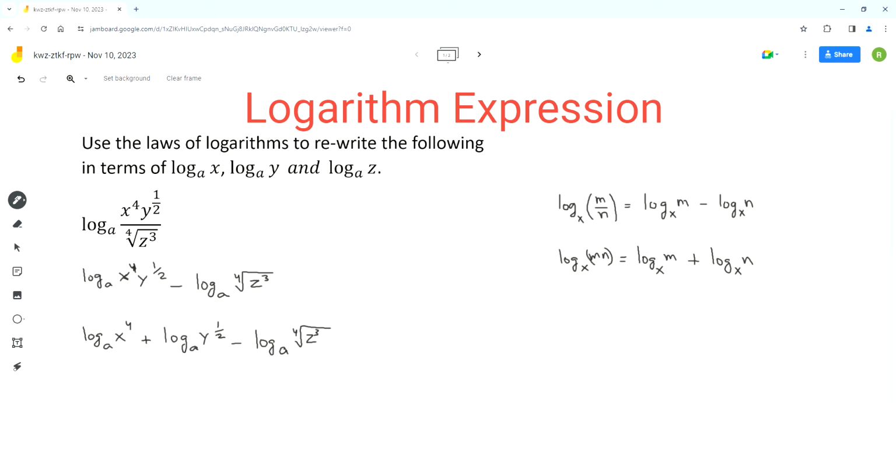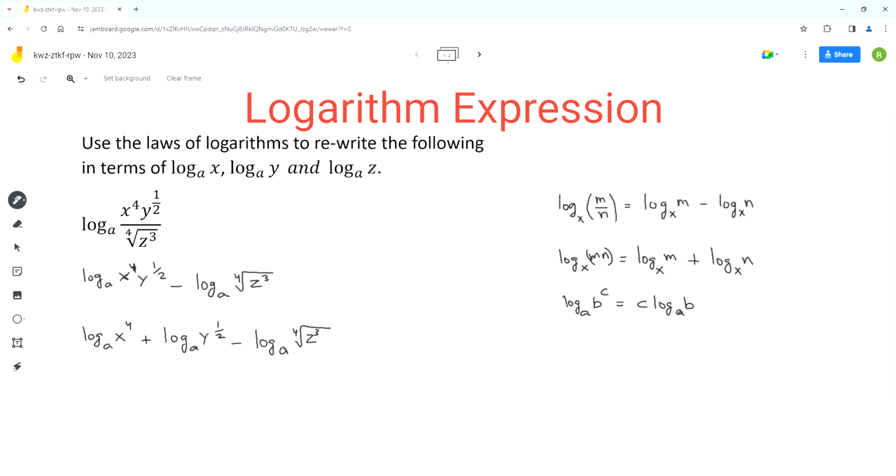Now since we have to write the expression in terms of log of x to the base a, log of y to the base a, log of z to the base a, we have to get rid of the exponents on x, y and z in these three terms. So for that we will use the power law of log. So I'll write the power law on the board. So as per the power law of log, log of b to the exponent c, base a, can be written as c log of b to the base a.